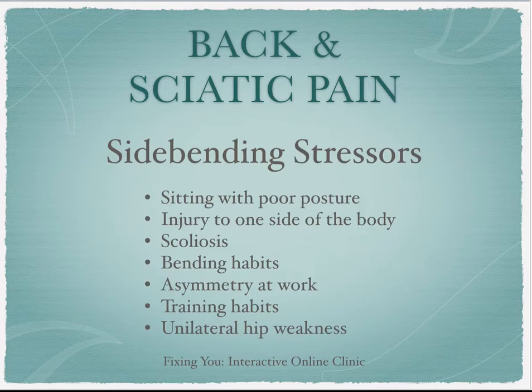So side bending stressors happen from sitting or walking with poor habits or posture. Or there's an injury to one side of the body, such as an old leg injury or something that causes the pelvis to hike up or the rib cage to drop down. Like I mentioned, scoliosis is a reason for a complex side bending problem. Bending habits, bending asymmetrically from one side or the other, can cause that. Asymmetry in work habits or exercise habits can cause that, or unilateral hip weakness.